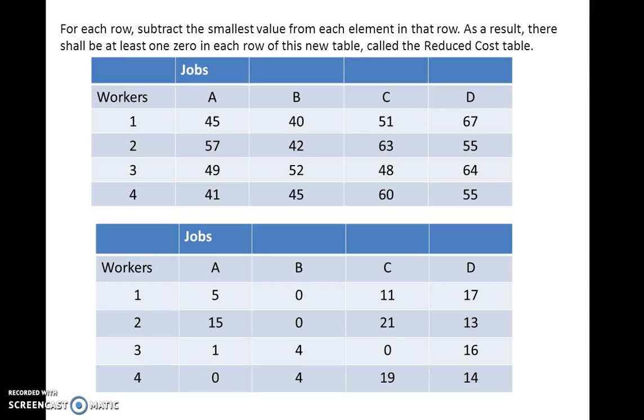Now, using the Hungarian method, the first step is consider each row one by one and subtract the smallest value from each element in that row. Now look at the first row. First row is 45, 40, 51 and 67, out of which the least value is 40. So after subtracting 40 from all the elements of the first row, what we get is this. Similarly, subtracting the lowest respective value from each row, we get the below matrix.